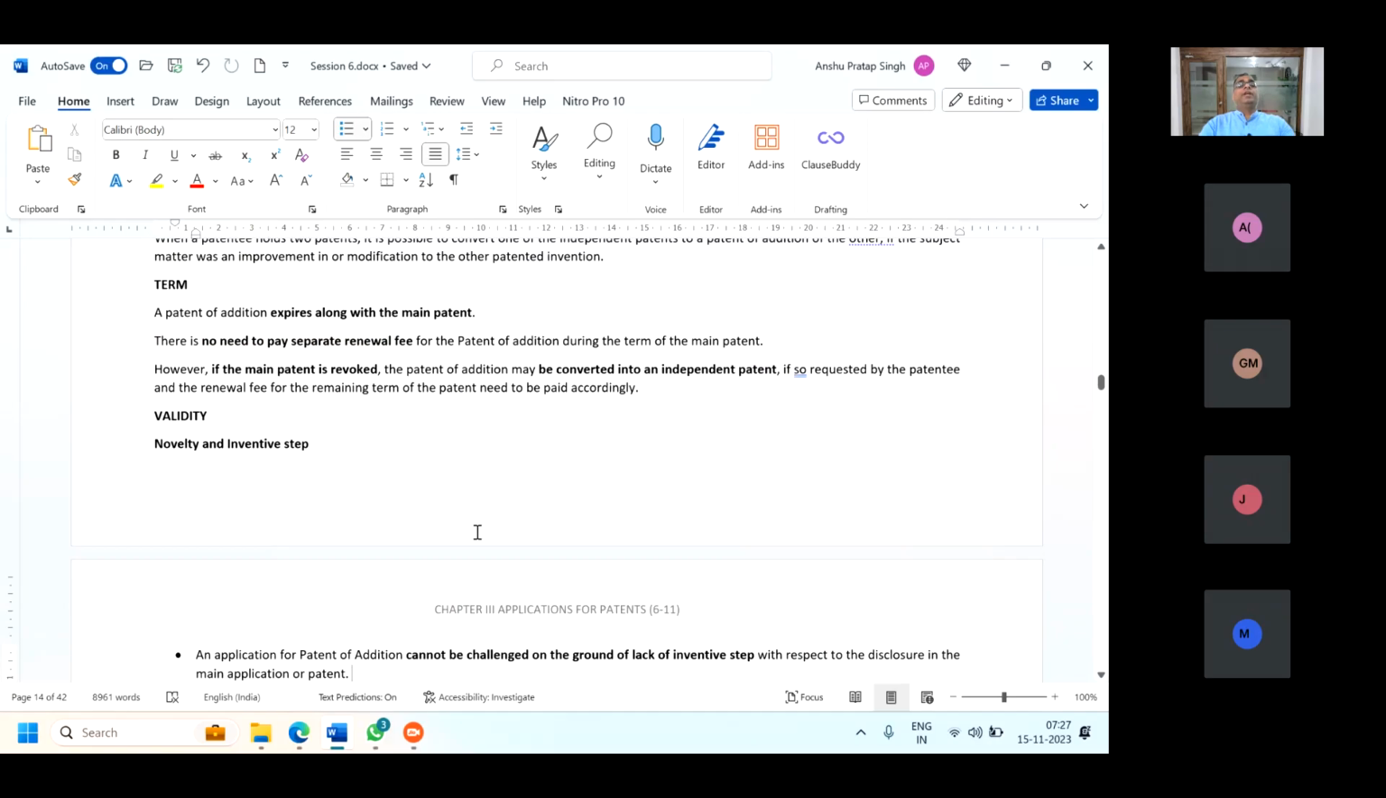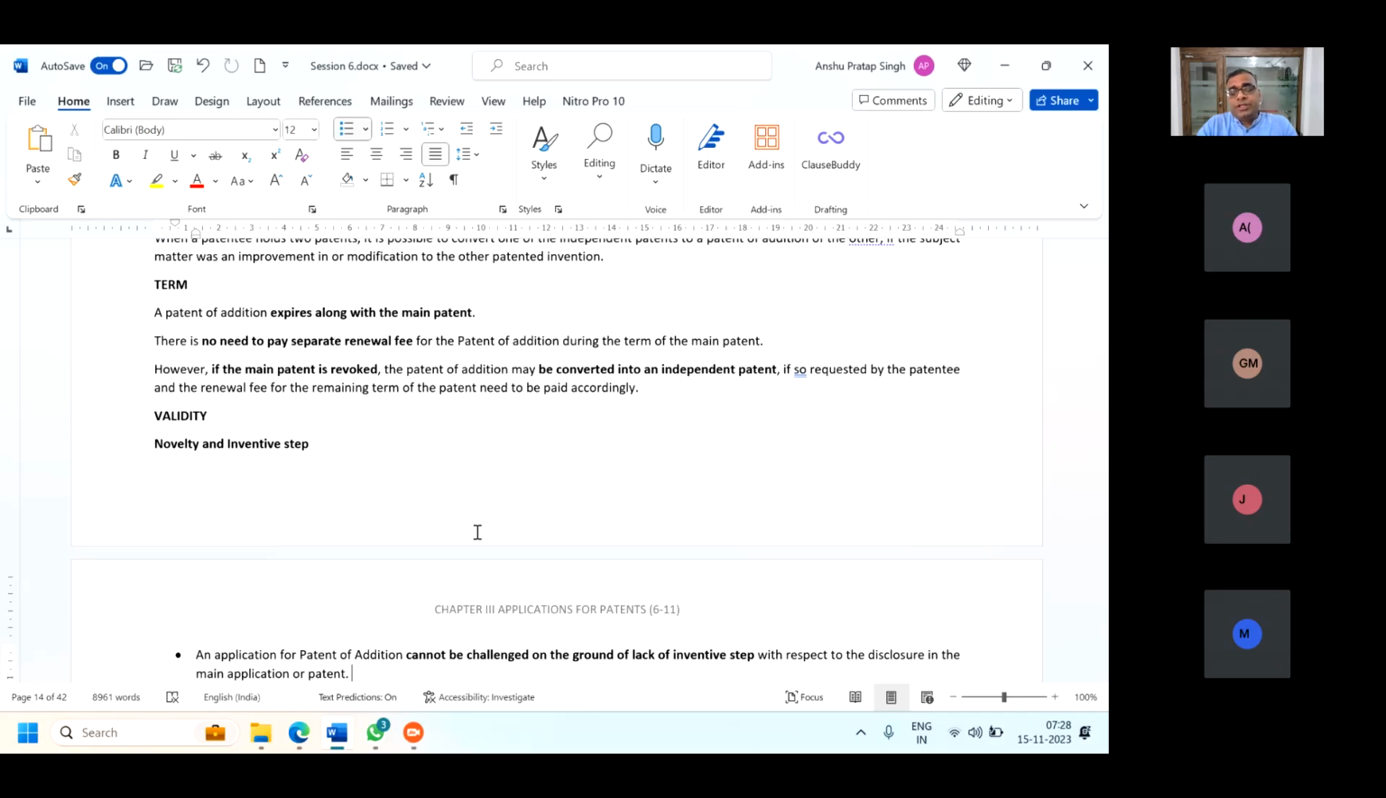Now, the life of the patent of addition is also dependent on the main patent. If the main patent fails, the patent of addition will expire. The patent of addition expires along with the main patent. Since its life is dependent on the main patent, there is also no renewal fee. You don't need to pay a separate renewal fee for the patent of addition during the term of the main patent. If the main patent is existing, you don't have to pay any renewal fee for the patent of addition.